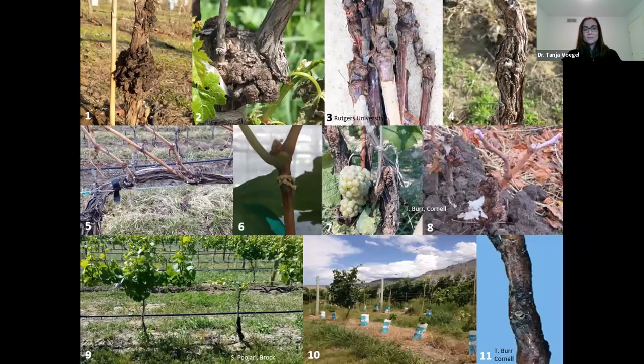Before I do that, though, I would like to play a little game with everyone. On this slide here, you see crown gall symptoms. However, one of those pictures is not a crown gall symptom. So if you all want to have a look and let me know which photo is not crown gall by just typing the number in the question and answer section.